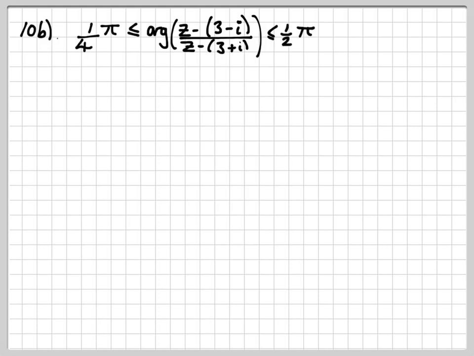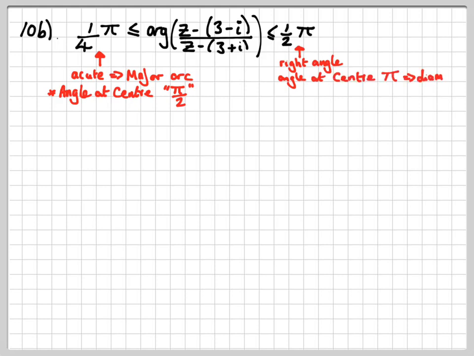Part B. Okay, well, I've written it out, and you'll notice that I've rewritten the arg part just so that it's in the correct format. I'm kind of thinking of vectors when I do problems like this. And again, I note that there's an acute angle here, so that's going to be a major arc, and I also notice that the angle at the centre would actually be pi over 2 radians. And for pi over 2, it's a right angle. Now that means that the angle at the centre is pi, and that tells me in fact it's going to be on the diameter of a circle if you think about circle theorems again.